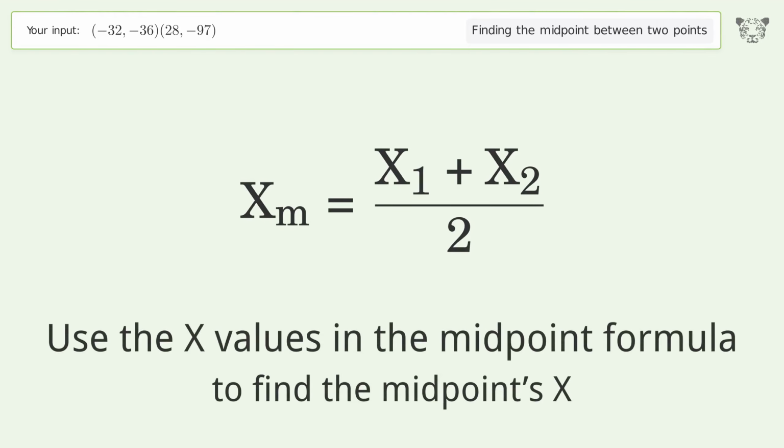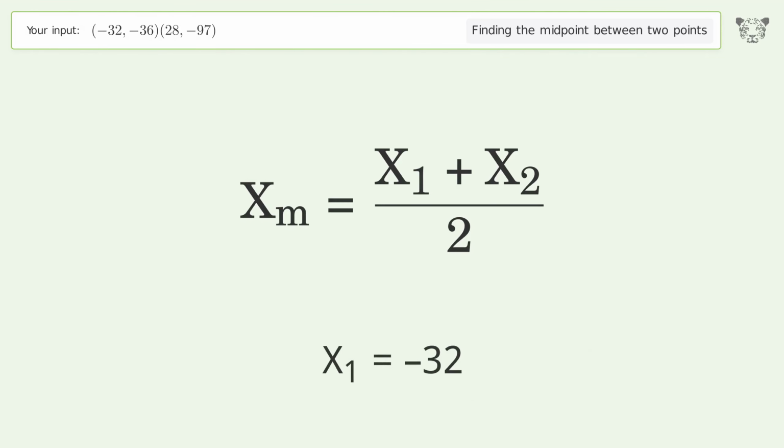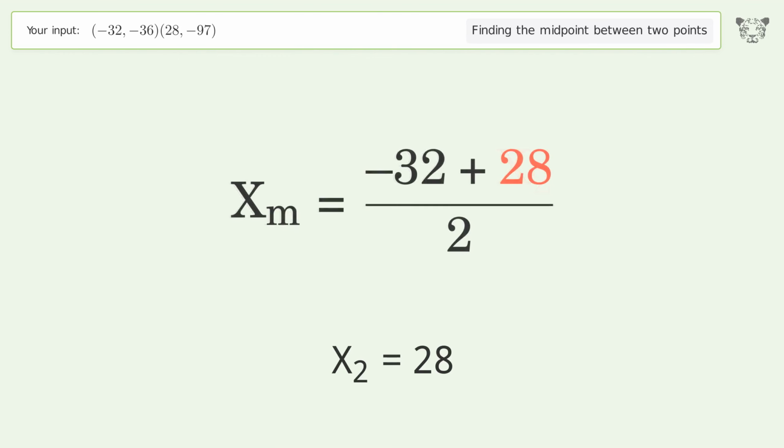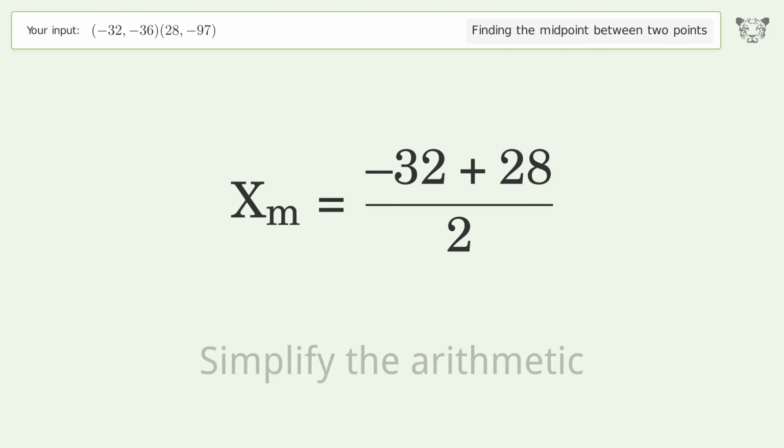Use the x values in the midpoint formula to find the midpoint's x. x1 equals -32. x2 equals 28. Simplify the arithmetic.